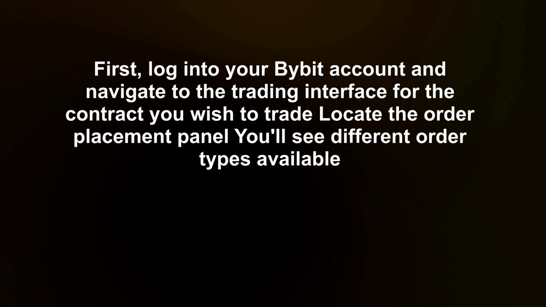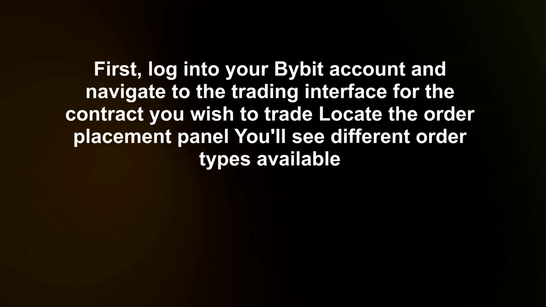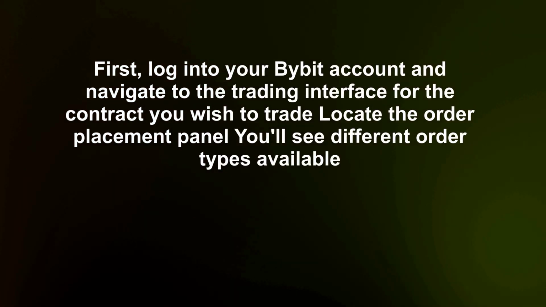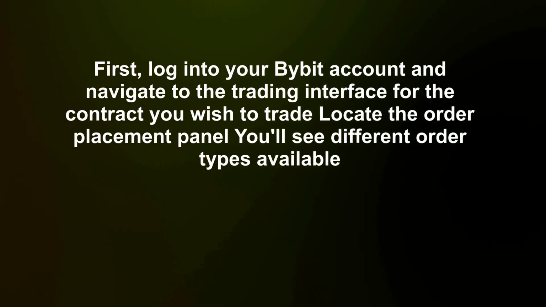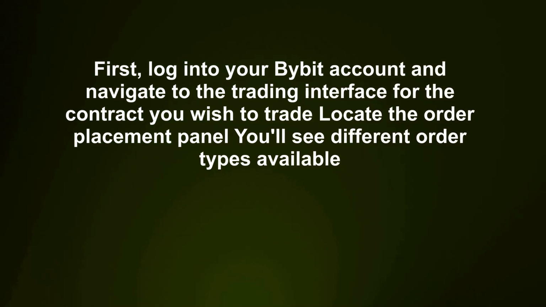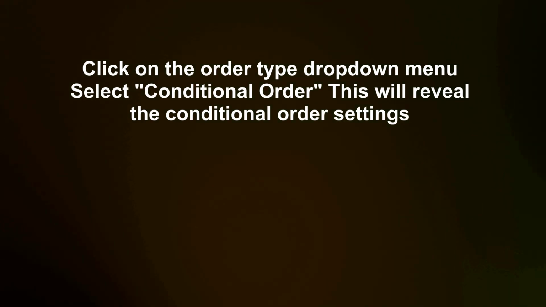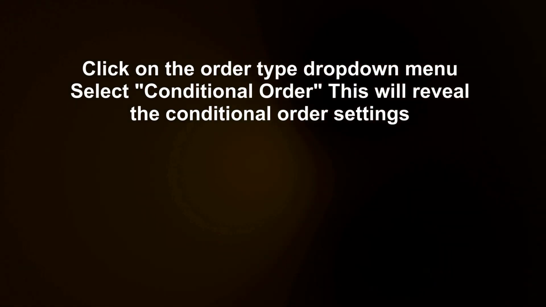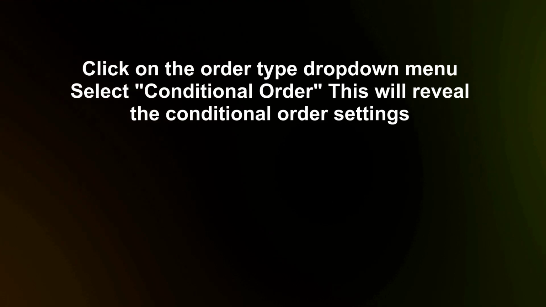Let's jump right in. First, log into your Bybit account and navigate to the trading interface. For the contract you wish to trade, locate the order placement panel. You'll see different order types available. Click on the order type drop-down menu, select conditional order. This will reveal the conditional order settings.